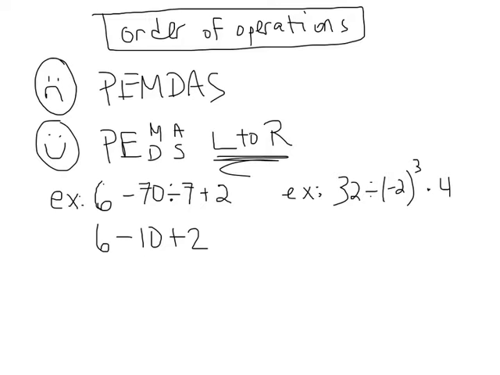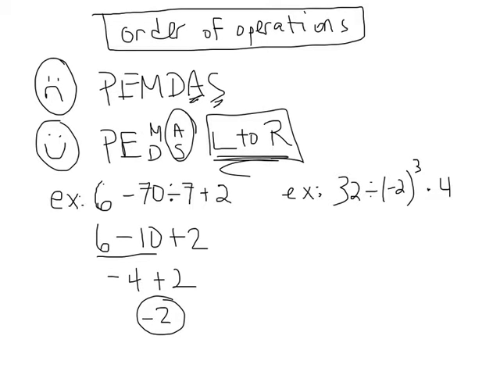We're then left with just addition and subtraction. And under the old acronym, you might be tempted to think, well, I need to do addition first and subtraction second, but hopefully with the new acronym you realize I have to go left to right. So 6 minus 10 is what happens next. 6 minus 10 is negative 4. And now negative 4 plus 2 is negative 2.